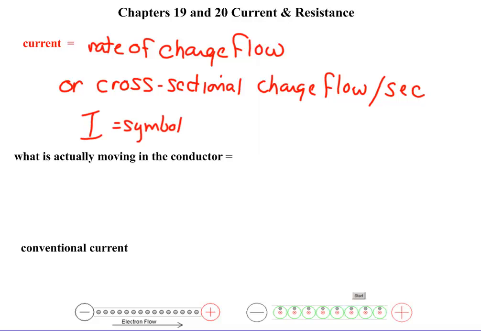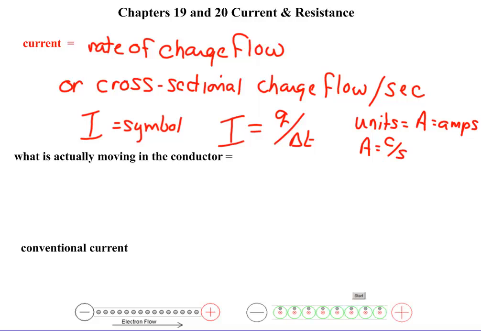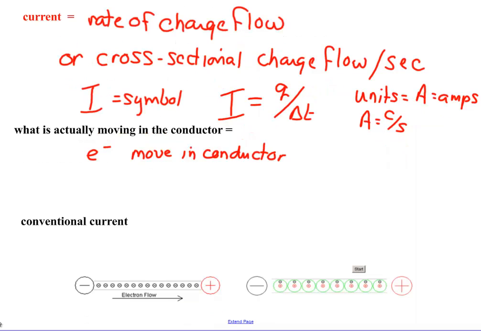The equation for current is current equals charge over change in time. Units are amps, so an amp equals a coulomb per second. Current is actually moving charge. Electrons are the charge that move because protons are locked in the nucleus.